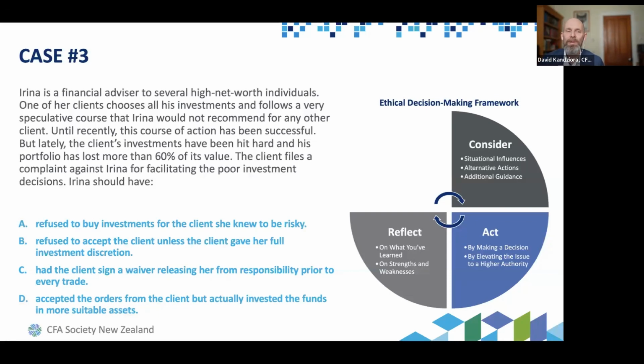That's obviously putting you on the back foot to start with. And the client's investments are now performing poorly, so it's obviously why things start to heat up. An additional issue is the client filing the complaint. So what are the options?